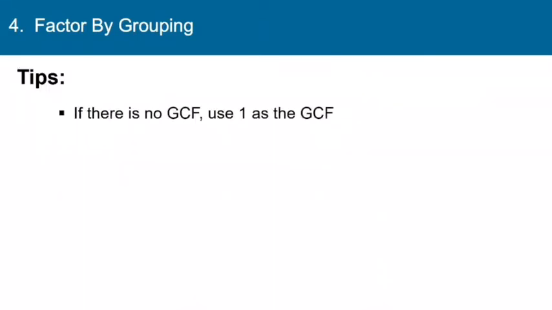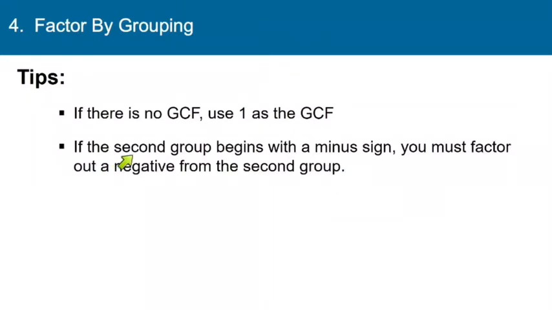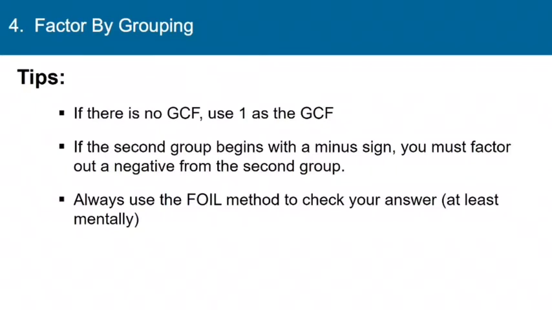Now here are a few tips about factoring by grouping. If there is no GCF other than 1, use 1 as the GCF. If the second group begins with a minus sign, then you must factor out a negative from the second group. And I'll show you why in just a few minutes. And always use the FOIL method to check your answer, at least mentally. Of course, you don't have to write it down, but you should run through it in your head and make sure that your answer makes sense.